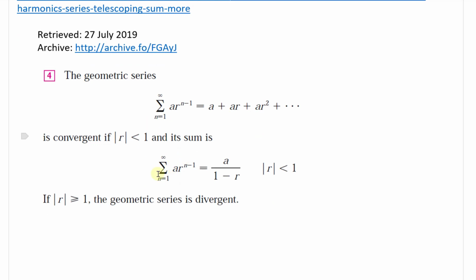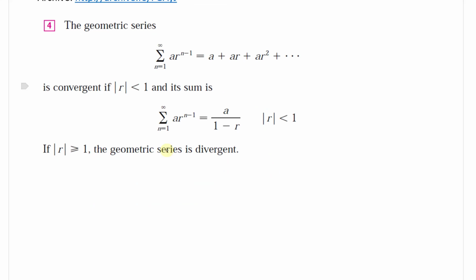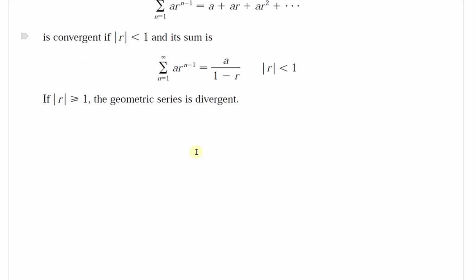And its sum is right here. You can get an exact sum. It's going to be a divided by 1 minus r if it's convergent, in other words, absolute value of r is less than 1. But if the absolute value of r, the ratio, is greater than or equal to 1, the geometric series is divergent.